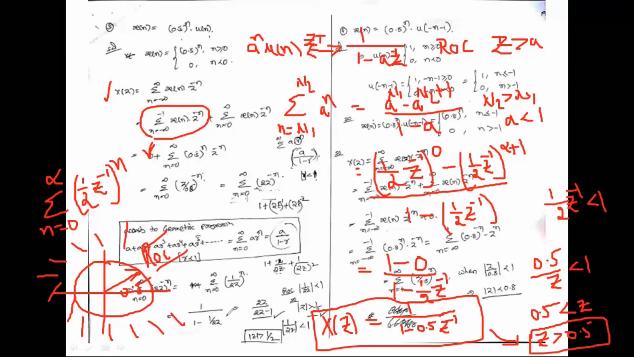Nothing but it is bounded. The remaining values are not bounded. Okay. You see here, z is greater than 1 by 2, and X(z) is 1 by 1 minus 1 by 2 z inverse.